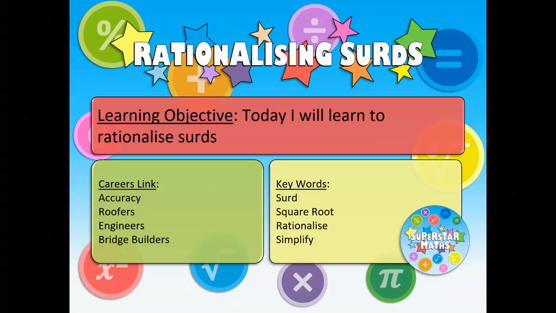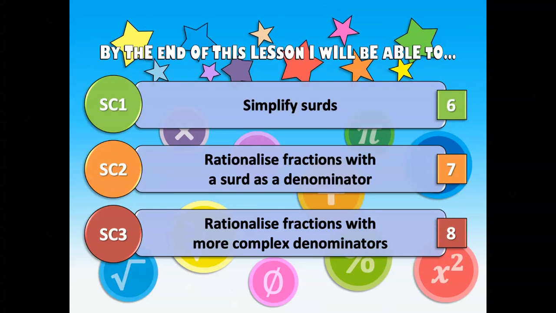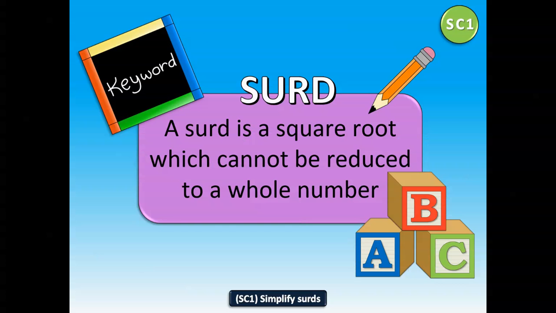Hi guys, welcome back. Today we are going to learn how to rationalize surds. We've got 3 success criteria, and the first one is to be able to simplify surds. So a surd is a square root which cannot be reduced to a whole number.